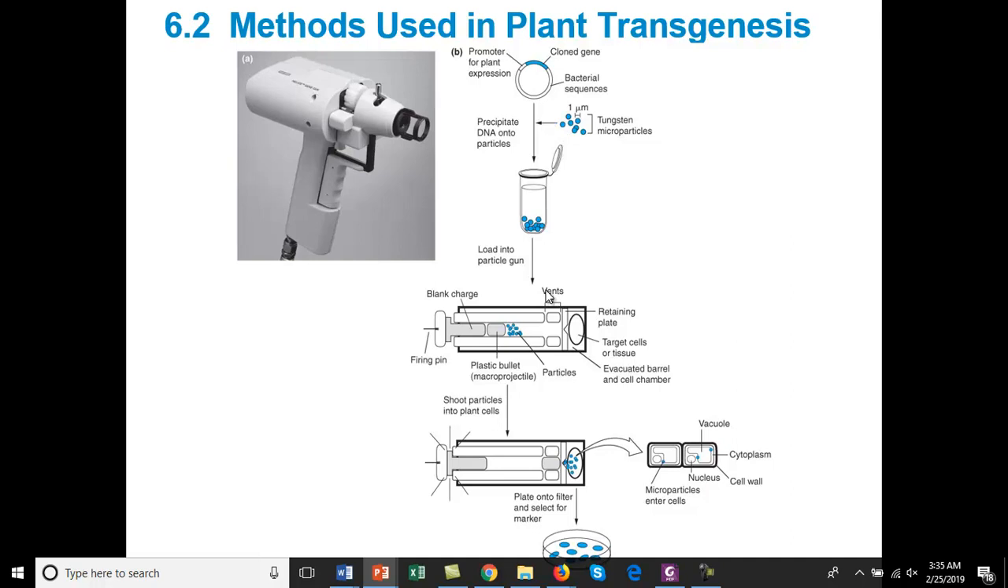You load it, and it's like a little potato gun, okay? Firing pin, you've got a blank charge and the particles, and then you aim them directly towards plant cells, and some of them will enter the nucleus, okay? Some of these particles, they'll deliver the DNA, and then the DNA will be taken up by the chromosomes. Then you grow this up on selective media, and only the selected transformants will grow.